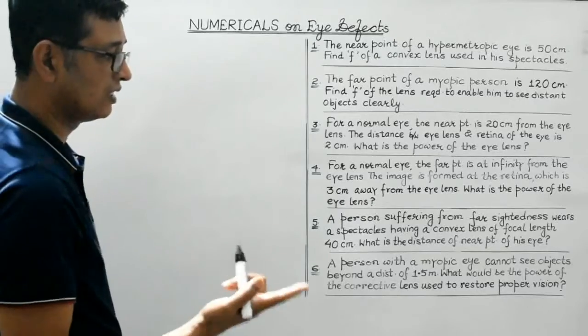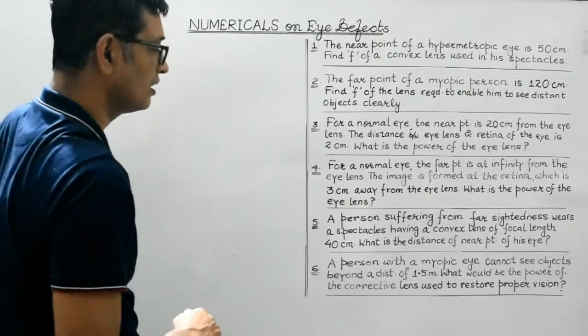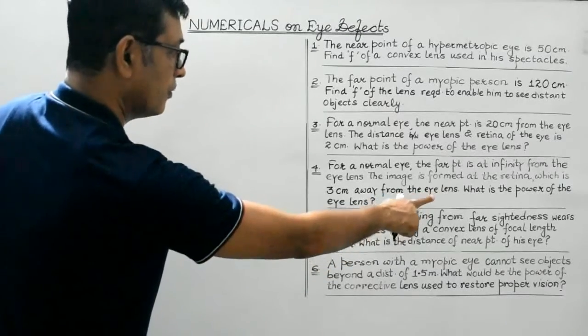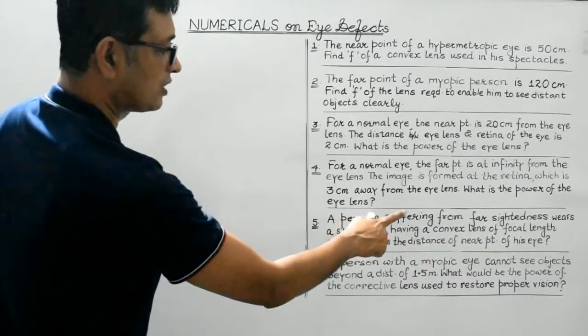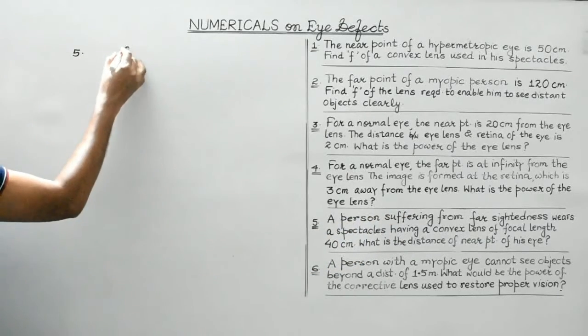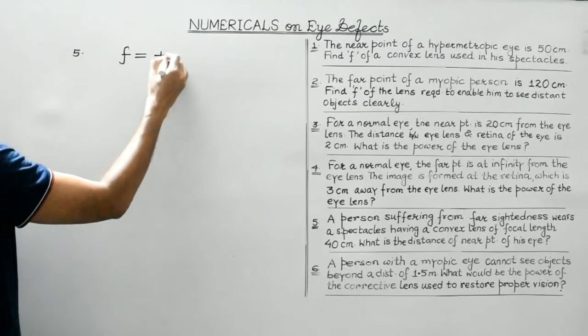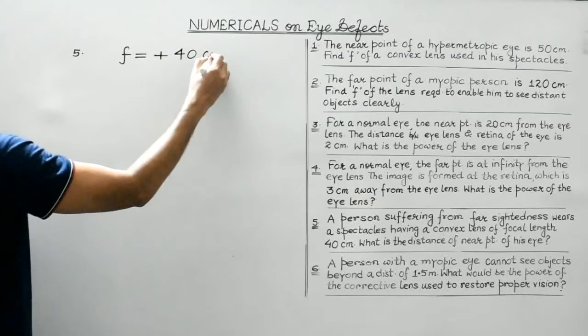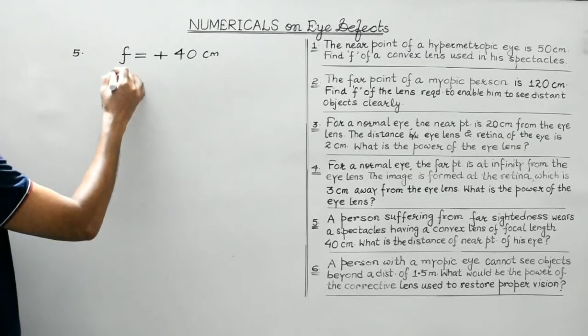So a convex lens is definitely used to rectify hypermetropia or farsightedness. A person suffering from farsightedness wears spectacles having a convex lens of focal length 40 centimeter. So he is using a convex lens, its focal length is positive, so it is plus 40 centimeter. What is the distance of the near point of his eye?